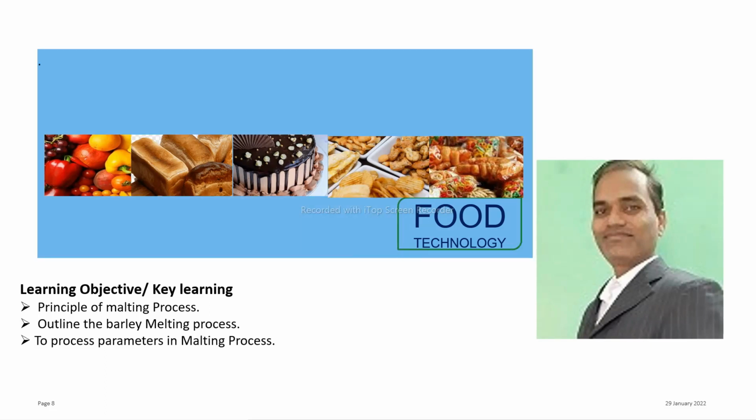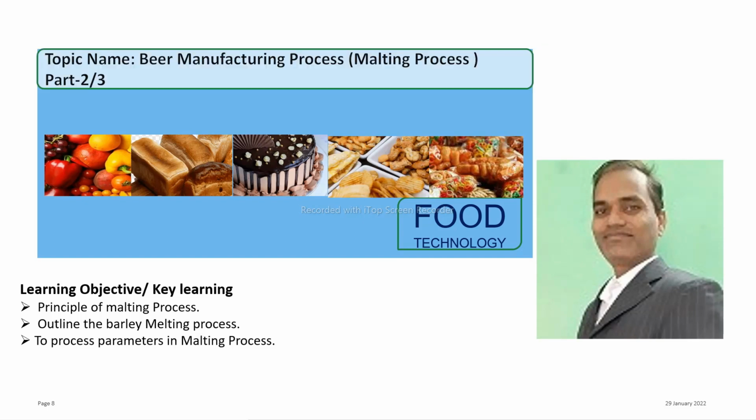In the beer manufacturing process, malting is a very important step in which the enzymatic hydrolysis of the starch present in the barley grain into simple sugar takes place. In this video discussion, you will learn the principle of the malting process, the steps involved in malting, and the main basic parameters involved in proper malting.